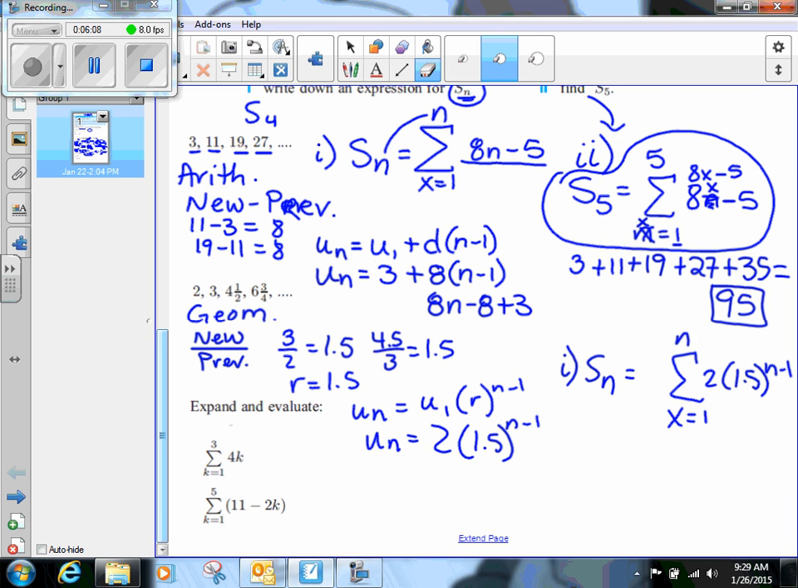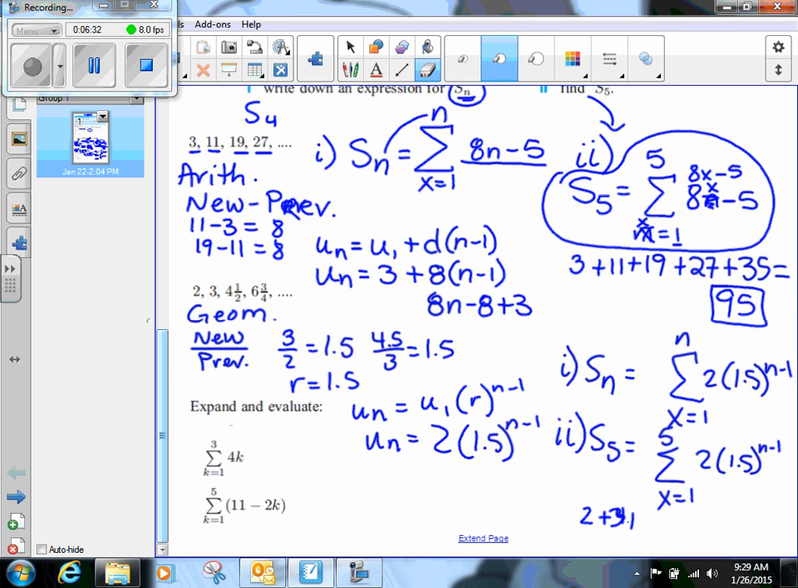Now the second part, I want to find my s sub 5, so my fifth. So then I would have my sigma with a 5 up here. I'm starting with my first term with my rule. And then when I list my first terms, I have my 2 plus 3 plus 4 1/2 plus 6 3/4 plus 10 1/8, which I had to find, continuing the pattern, and I have 26 3/8.